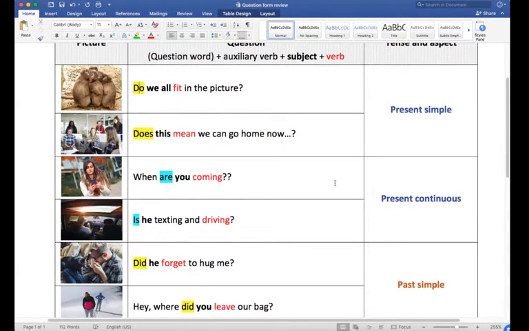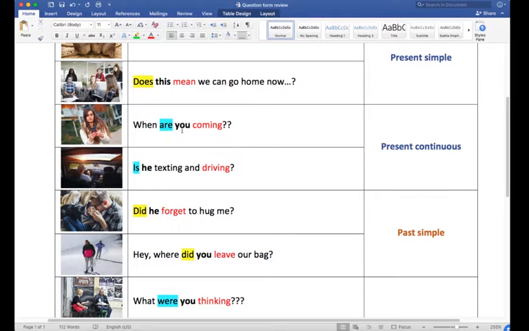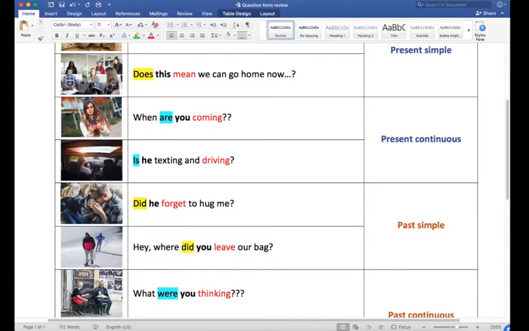Okay, for present continuous, our auxiliary is verb to be. And remember that changes. We have am, is, are. So we're going to have are, subject you, and then our verb will take ing in the continuous. When are you coming? Again, here, is he texting and driving? Oh, I forgot to make this one red.